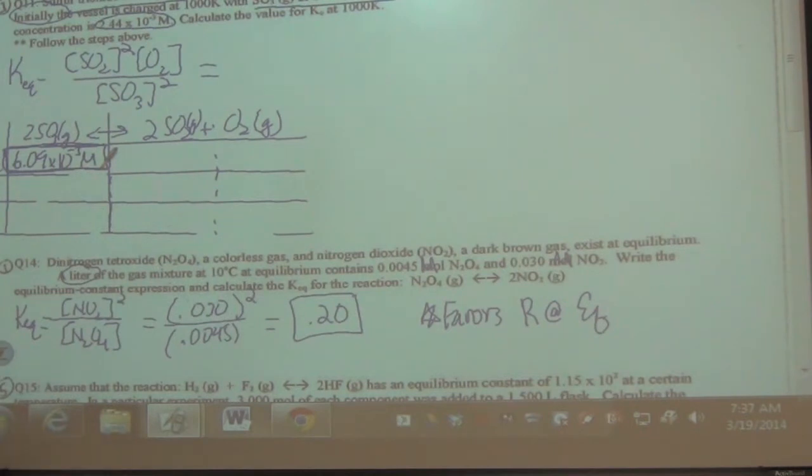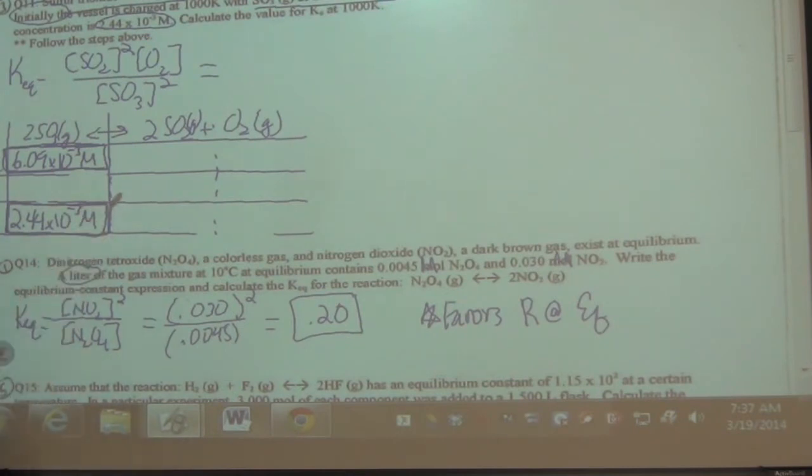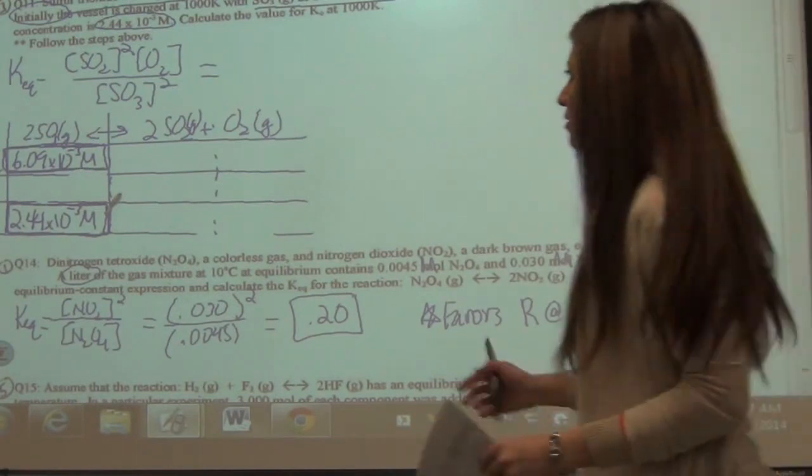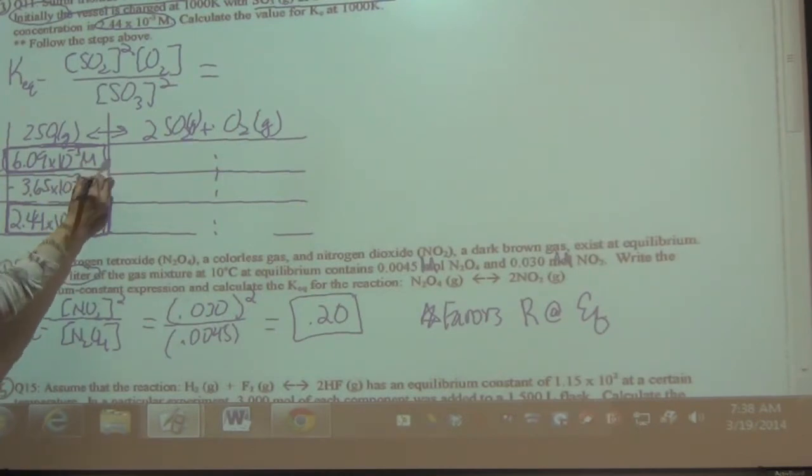What else were we given in the problem? Equilibrium. Perfect. The 2.44 times 10 to the negative 3 at equilibrium for the SO3. Okay, so what can I do now? Figure out the change. Subtract. Awesome. Please go ahead and subtract and tell me what you get. Like 3.65 times 10 to the negative 3? Yeah. So we're subtracting here, so it's 3.65 times 10 to the negative 3 molar.